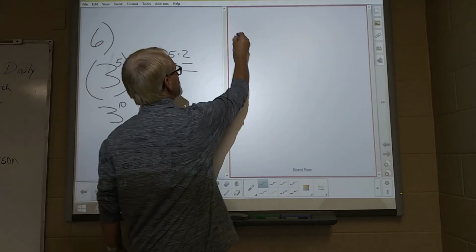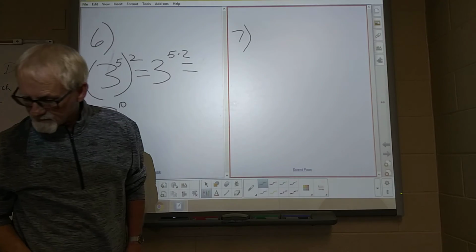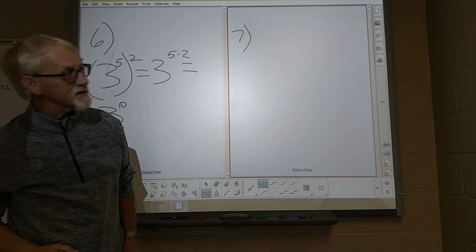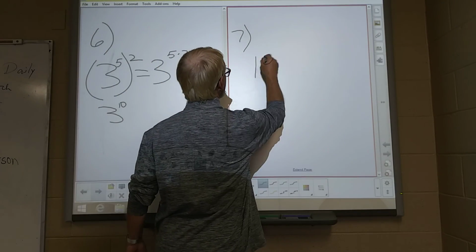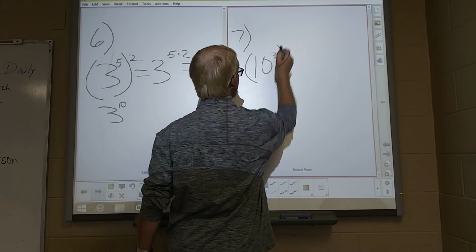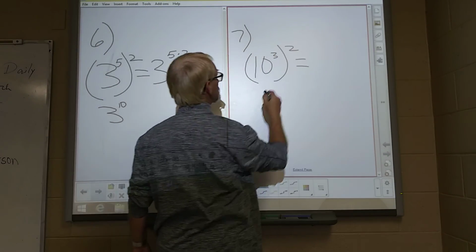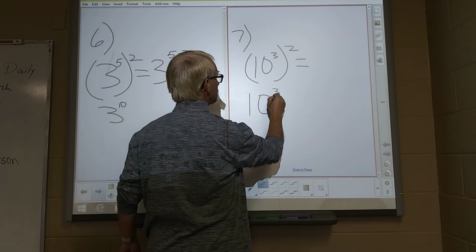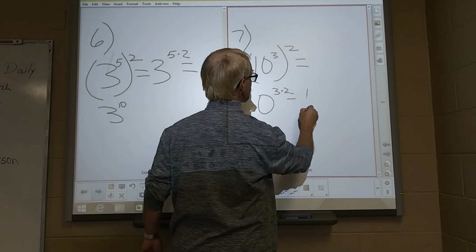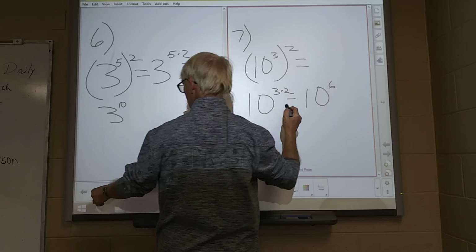Let's do number 7. Number 7 says 10 to the 3rd, in parentheses, raised to the 2nd power. And that's equal to 10 to the 3 times 2, which is equal to 10 to the 6th.